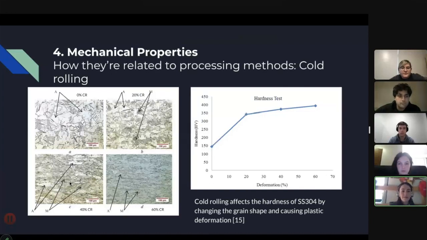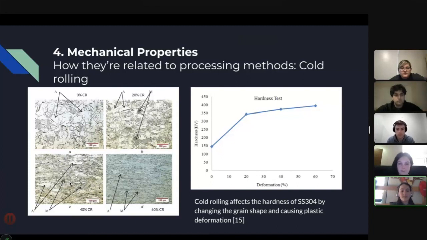Next, we have how a specific processing method can impact certain mechanical properties. On the left, there are images of how different amounts of cold rolling affect the microstructures of stainless steel. As you can see, the grains are flattened and get smaller as more cold rolling is done. On the right, we have a graph that compares the percent deformation to the hardness of the steel. Due to the changes in the grain size caused by cold rolling, the hardness of the material will increase significantly.